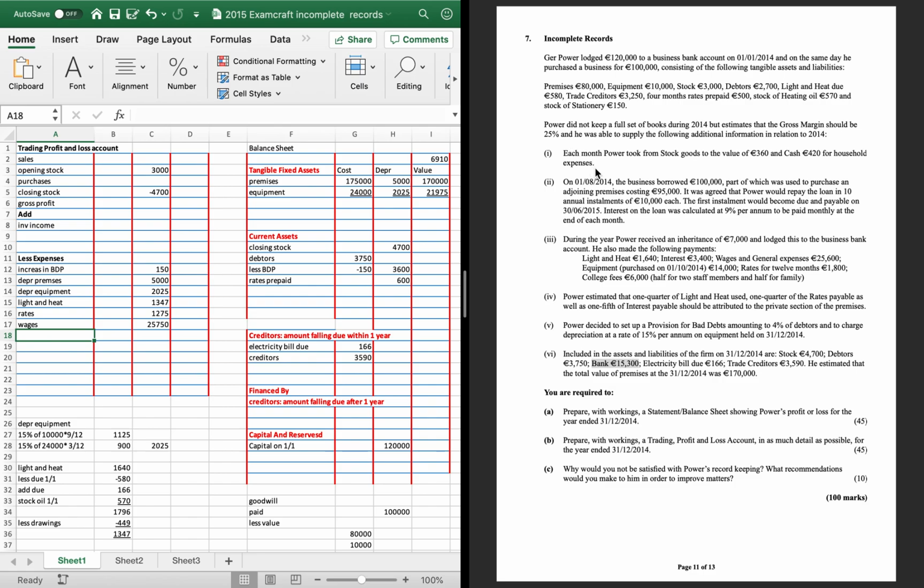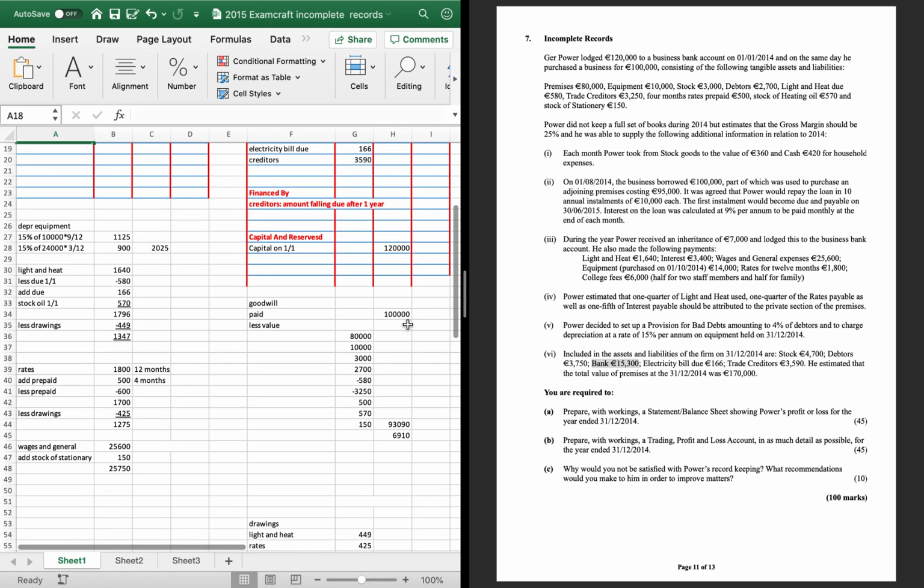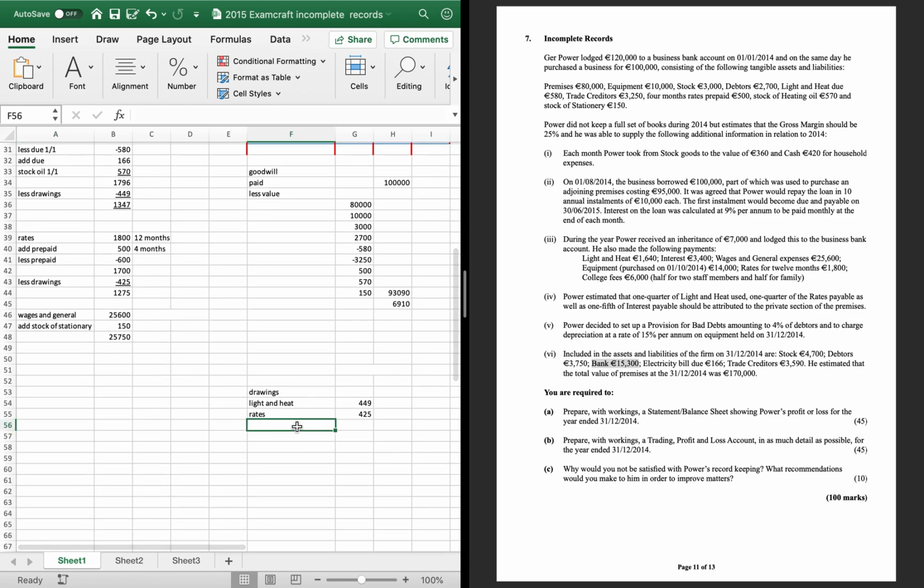So each month, Power took stock goods to the value of 360. So we'll just put that in our purchases working, purchases drawings. Each month he's taking 360, so it's 360 by 12. Just be careful of the language, it's not each week. And he takes cash of 420, so 420 by 12. That gives you 5,040 there for that drawings.